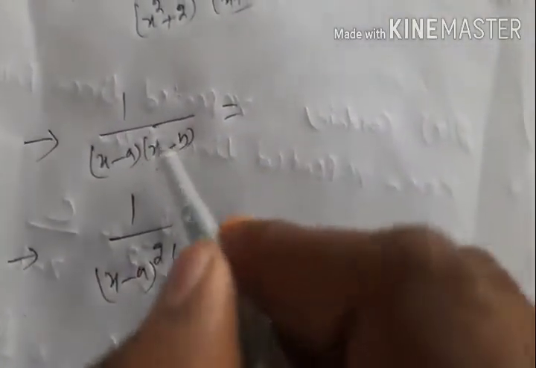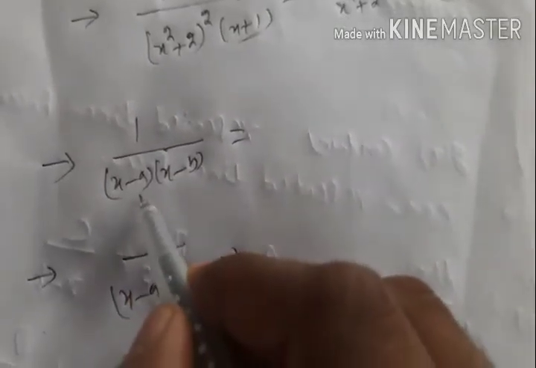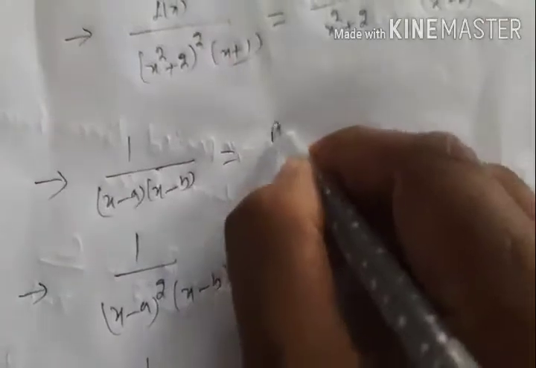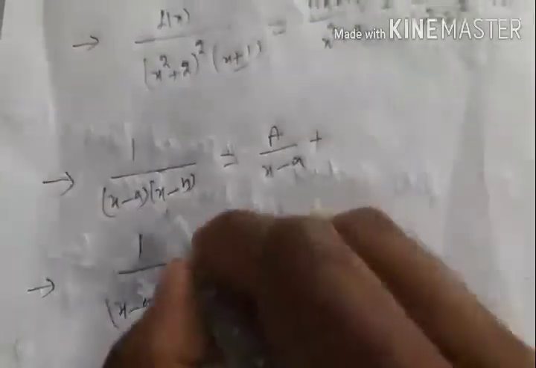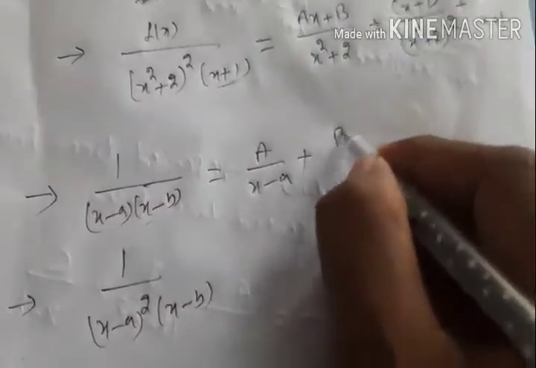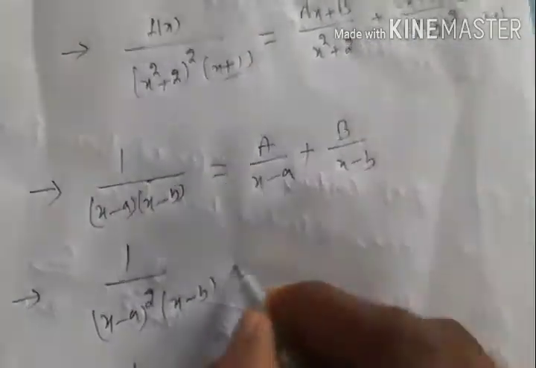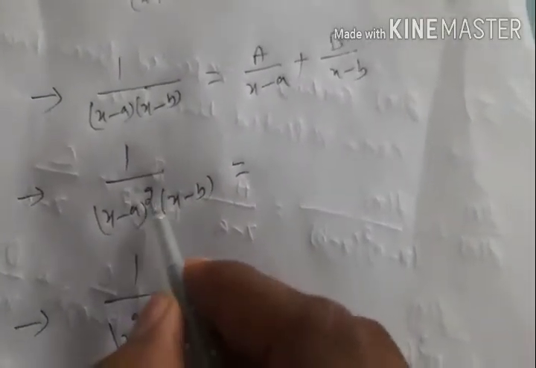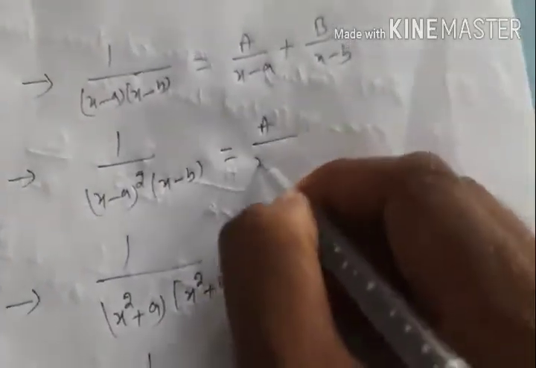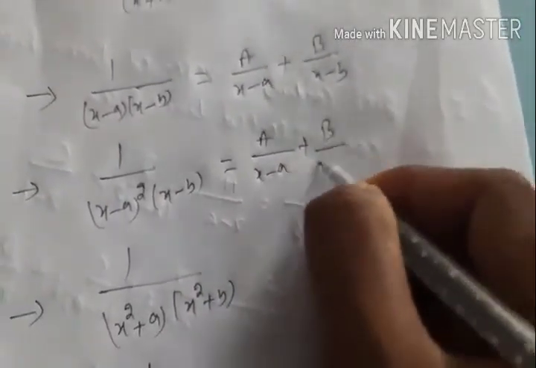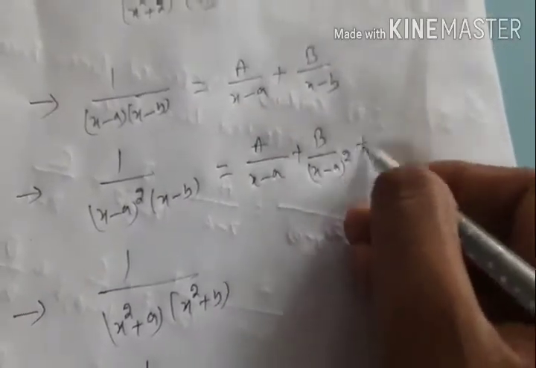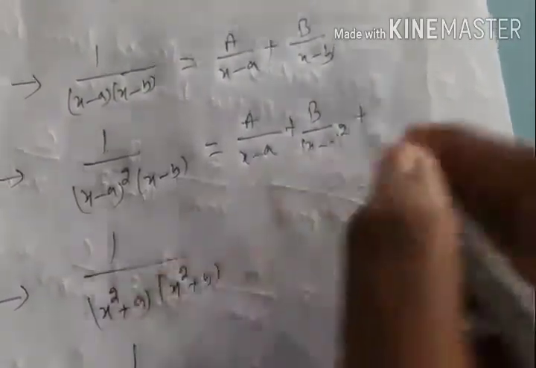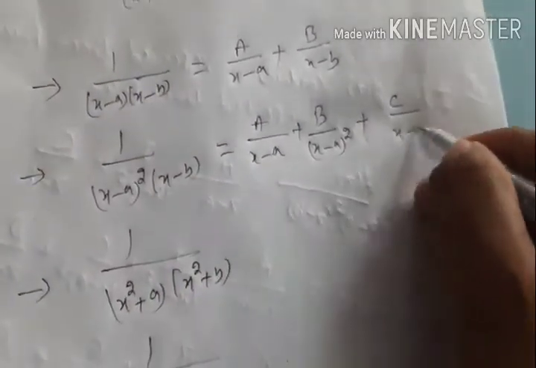First method: in this problem g of x is a proper fraction. First we discuss only proper fractions. First we observe g of x has two non-repeated linear factors, x minus a and x minus b. That's why you take simply a by x minus a and b by x minus b. In the second example, 1 by x minus a whole square, x minus a is a linear factor but repeated. That's why you take a by x minus a and b by x minus a whole square, plus x minus b is a non-repeated linear factor, so you take c by x minus b.